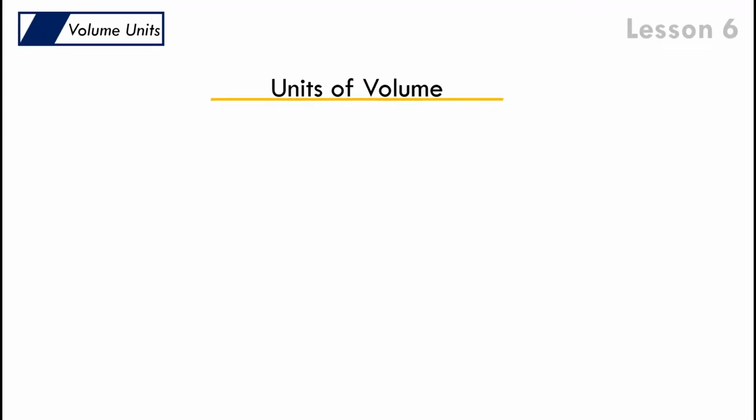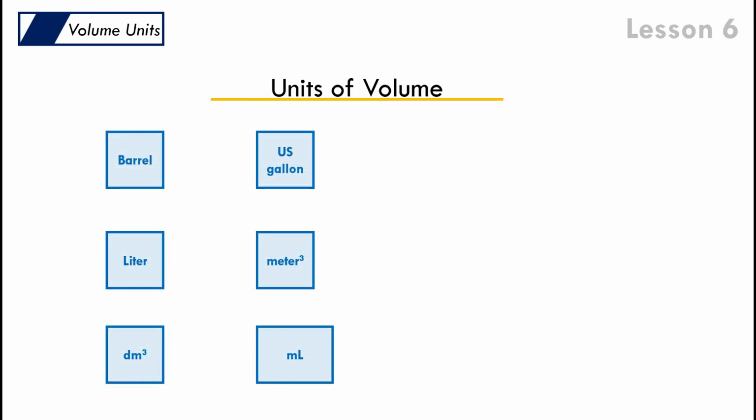As we all know, there are many units of volume, but only a few of them are used most in our daily life and academics, which include barrel and gallon. There are two types of gallon, but the US gallon is frequently used. Therefore, we will consider the US gallon, liter, meter cube, dm cube, and ml.